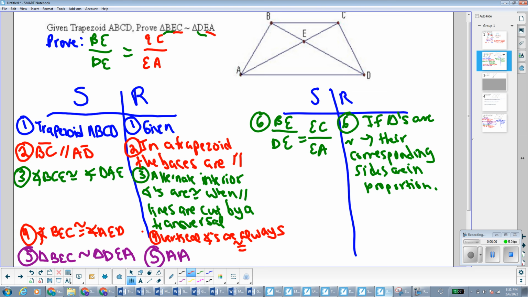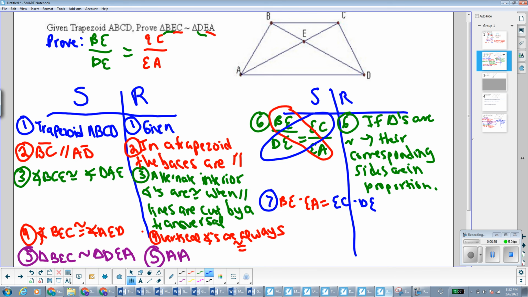So what happens here if I multiply the extremes together and I multiply the means together in this proportion? Well, I get BE times EA is equal to EC times DE. This is a product because we are multiplying together.